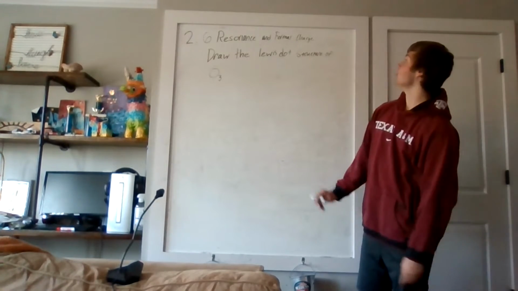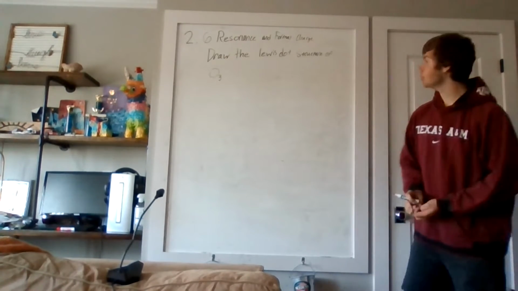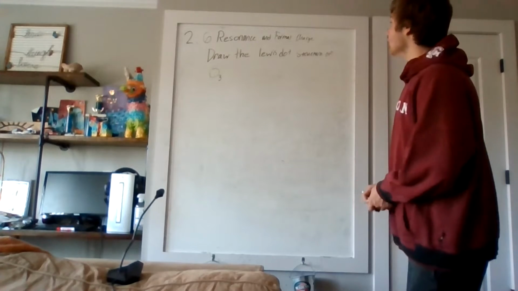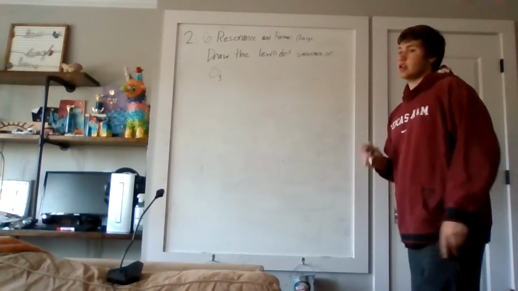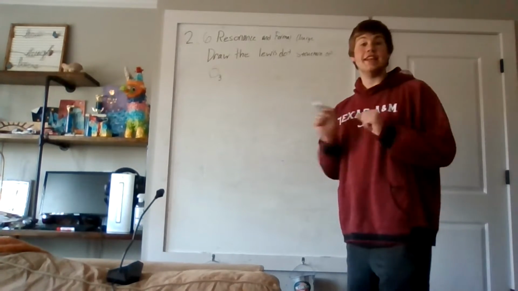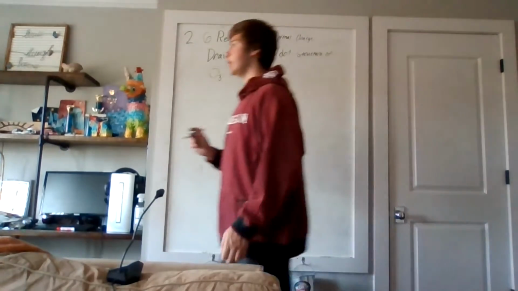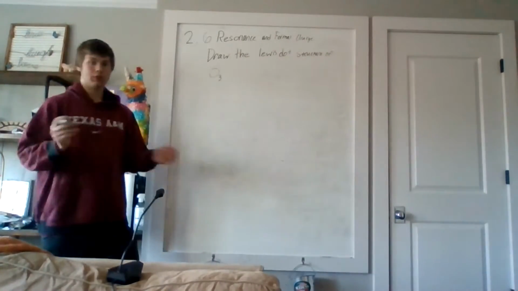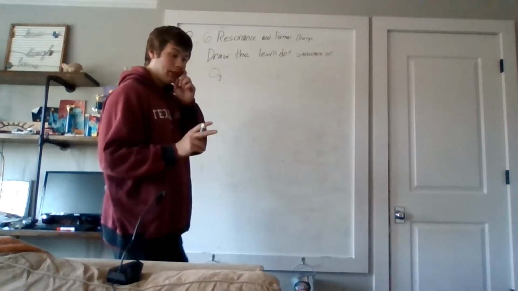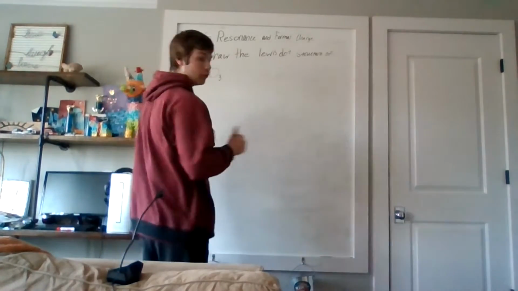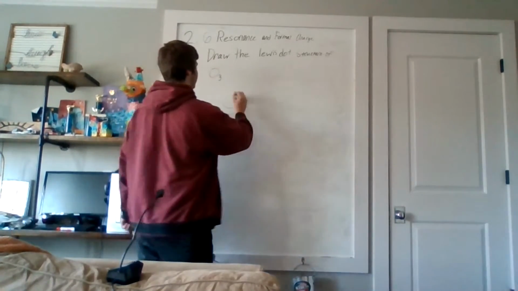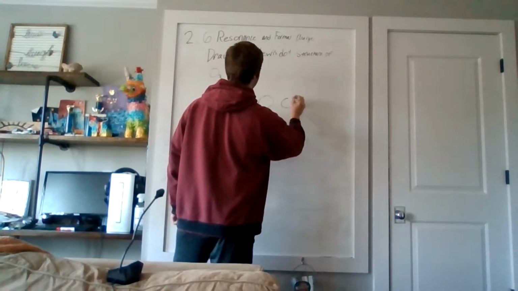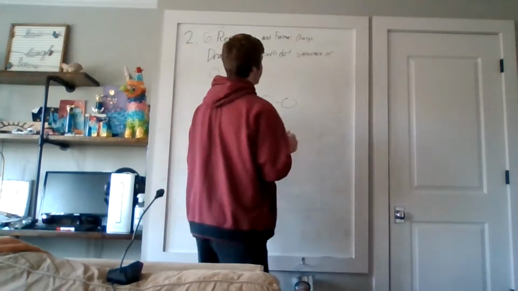My name is Tommy, and today we're looking at resonance and formal charge. So, when we draw the Lewis dot structure of O3, at the end it's going to be a little different because we'll see that we have two different bonds. But I'll draw it out and we'll see. So O, O, O, connect all with a line.